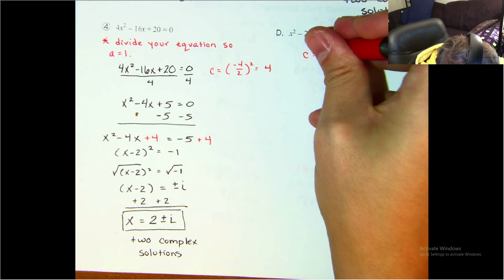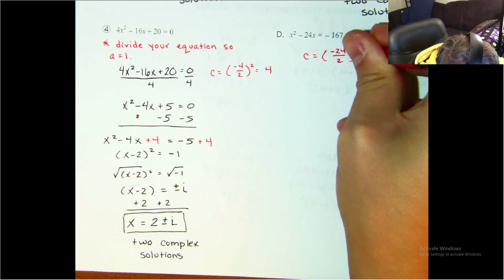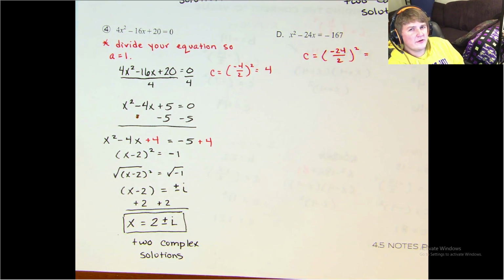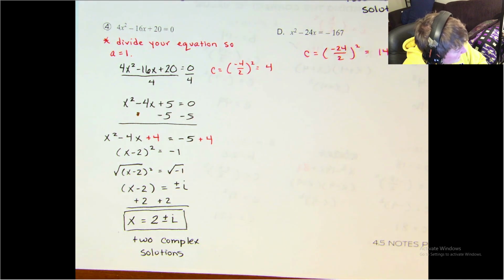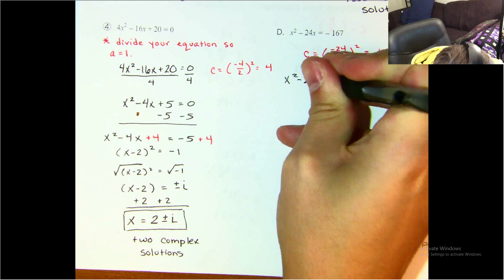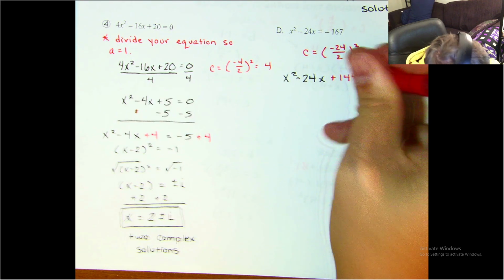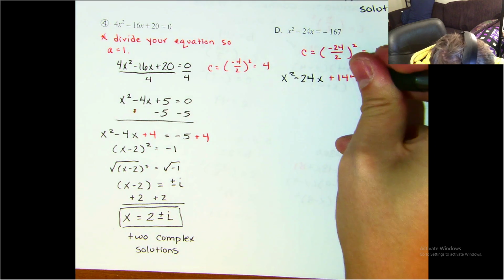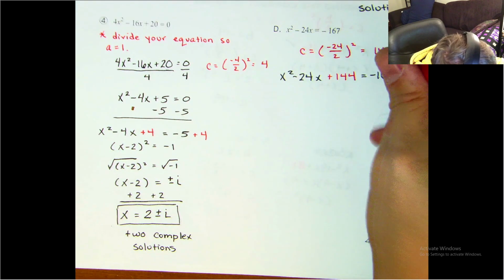Our c value is going to be negative 24 divided by 2 squared. Negative 24 divided by 2 is negative 12. Negative 12 squared is 144. So we know we're going to have to add in 144 to each side. So let's go ahead and do that. Okay, and negative 167 plus 144.